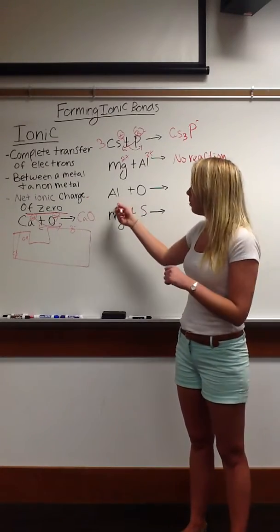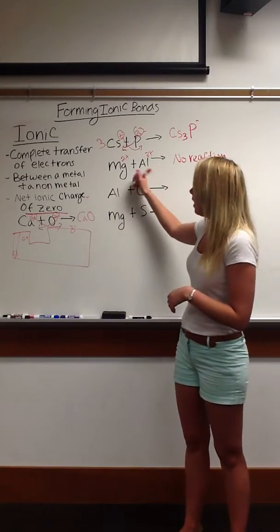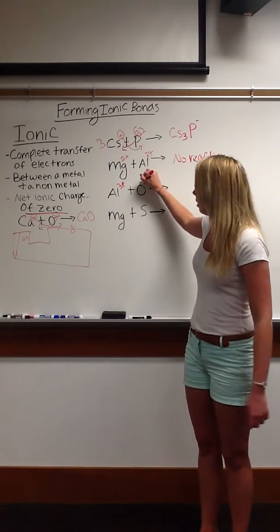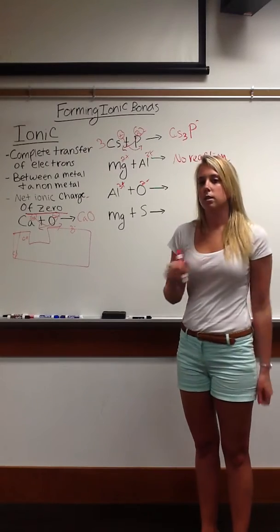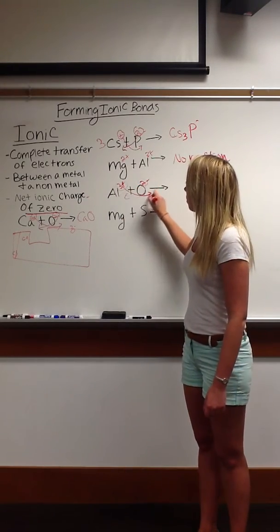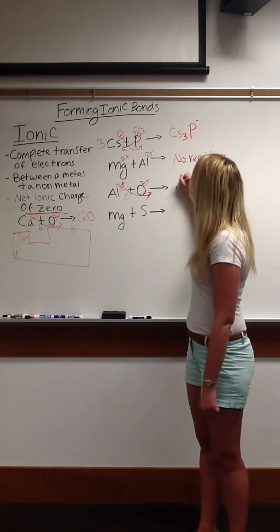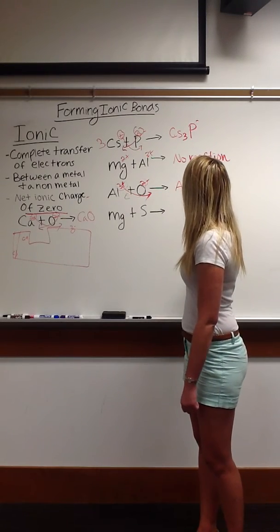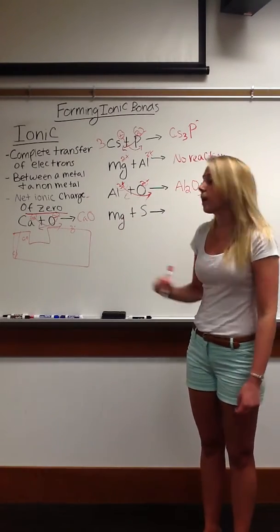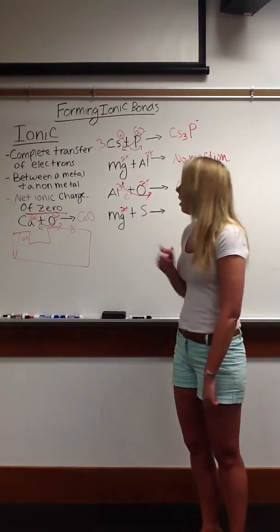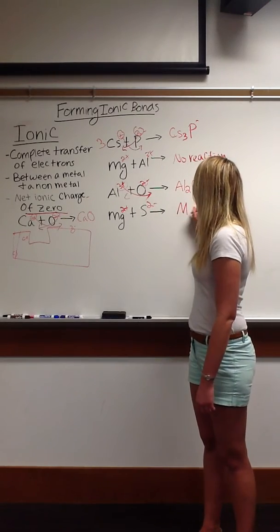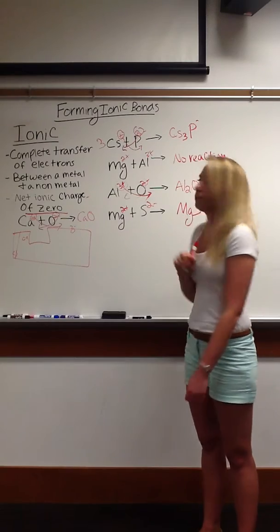Let's do another one, aluminum with oxygen. So aluminum, again, is 3 positive, and oxygen is 2 minus. So the 2 will go down with aluminum, 3 will go down with oxygen, so we will have Al2O3. And last one, magnesium again has a 2 positive charge, and sulfur has a 2 minus charge, so they will go together as just MgS.